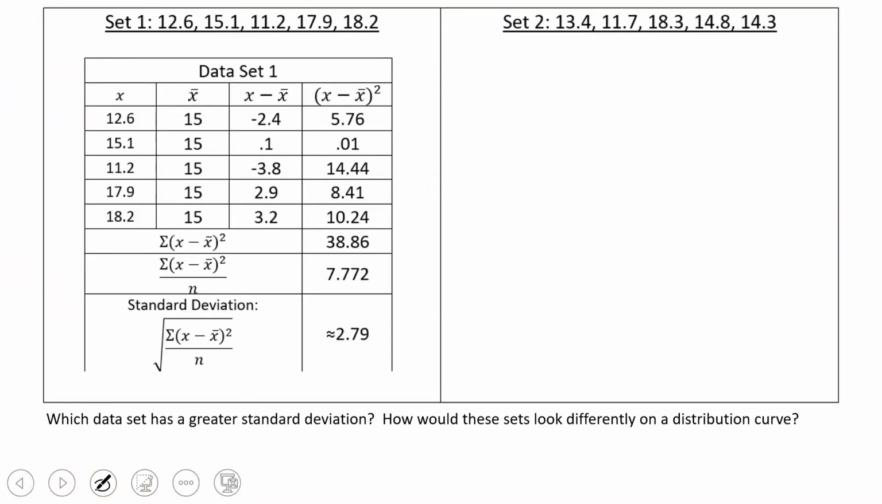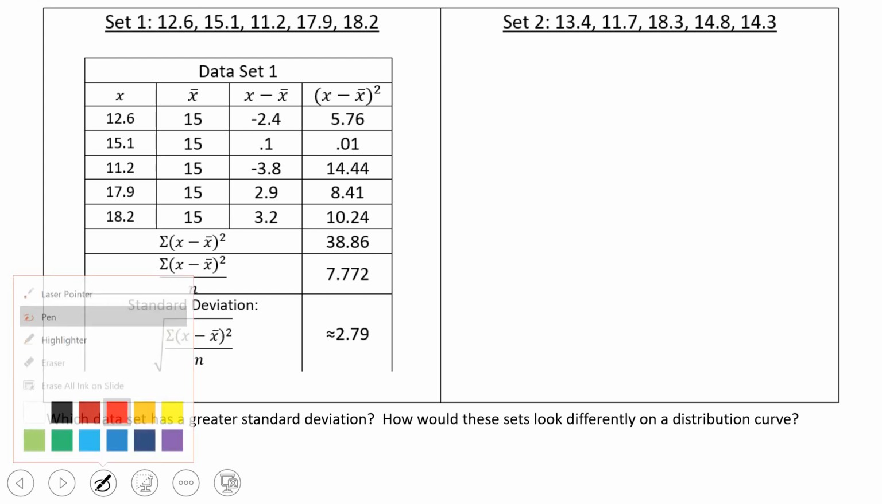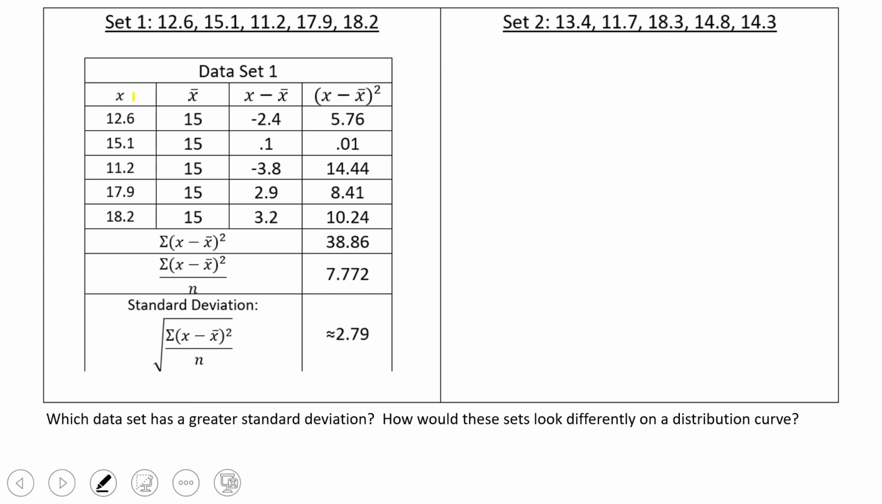All right, now let's look at how we actually calculate standard deviation and what it means. On your notes page, you're given a formula, which might look a little intimidating, and even this table might look a little intimidating, but it really isn't bad at all. So let's start with this first part, this X value. These are just your given data points, the points in your set.